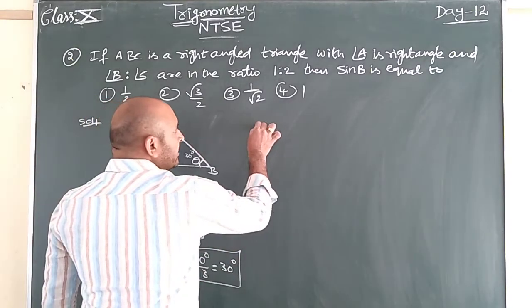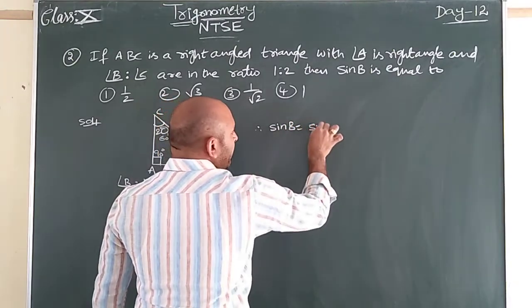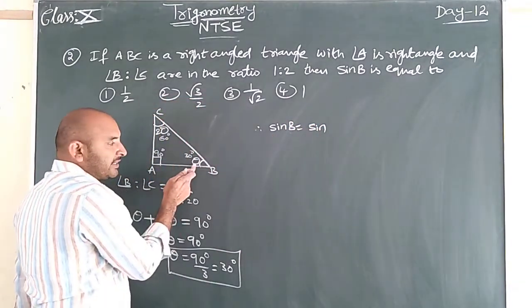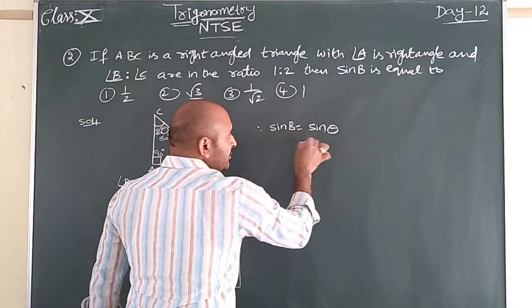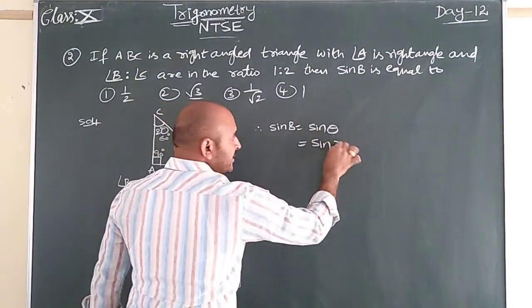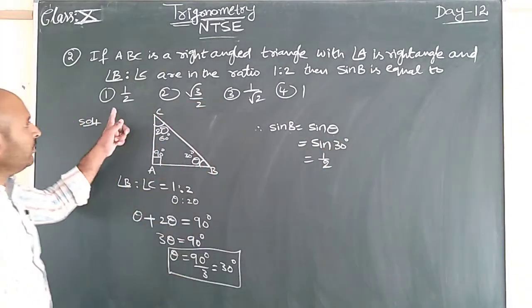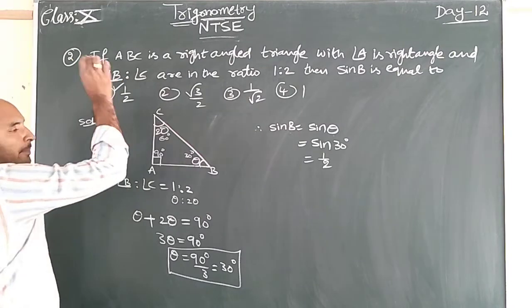I want sin B. Therefore sin B is equal to sin of the B angle, which is theta, which is clearly 30 degrees. Sin 30 degrees value is 1 by 2. This is option number 1.